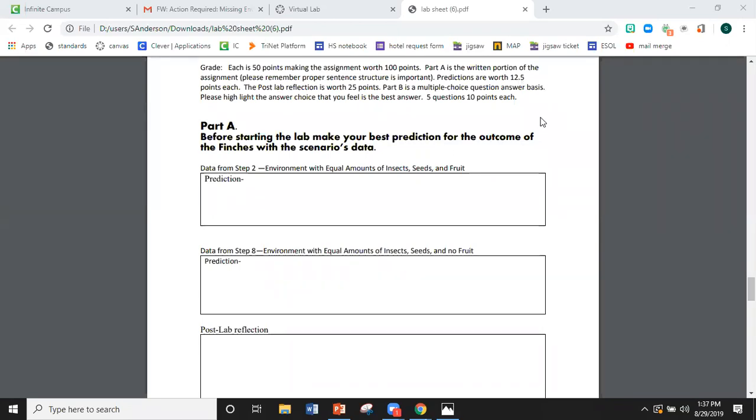All right, so Lauren said, I think flock Y eats more fruit because it has a bigger beak. Flock X will eat more bugs because it has a longer beak to get bugs out of the holes. Flock Z eats seeds because they have a smaller beak. So let's see what happens.